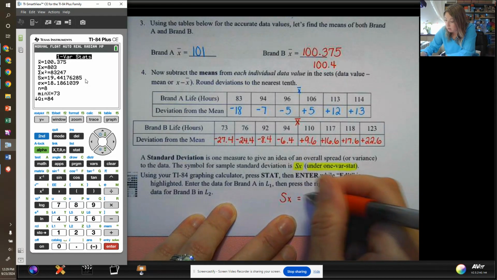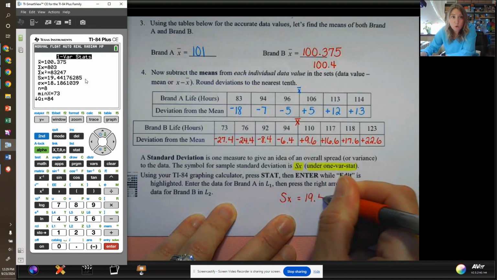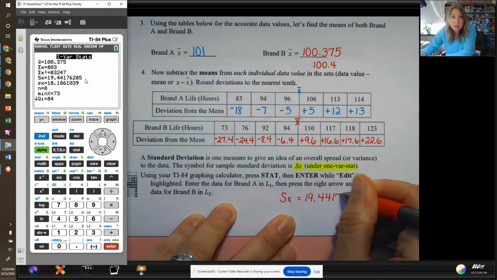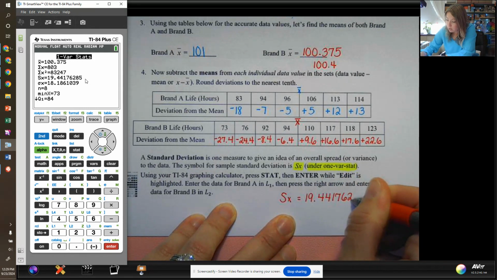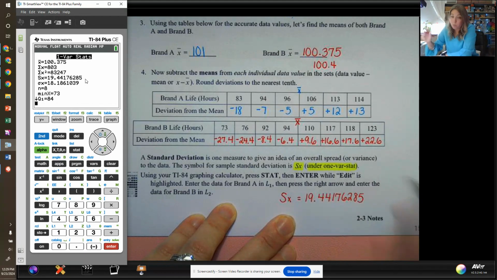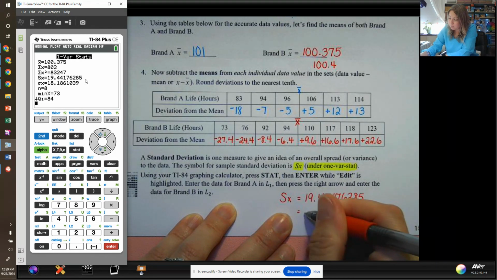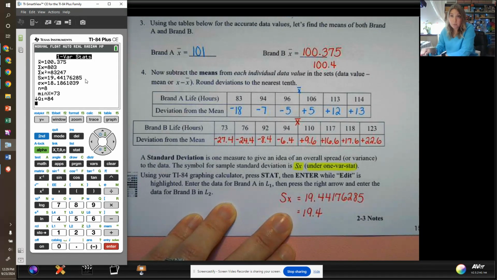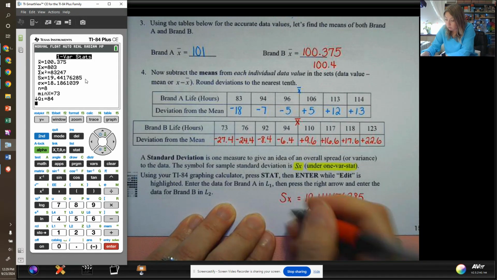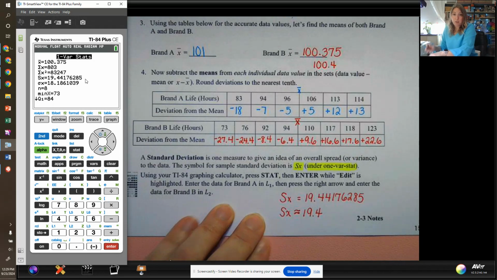It's going to be 19.44176285. We will only round this value when we are told to by me. Round this value to the nearest tenth right now. So this will be approximately 19.4 for brand B's standard deviation, okay? And you know what I'll do, so we know this is approximate, I'll make my equal signs a little curvy. That means approximate. It's not exact.